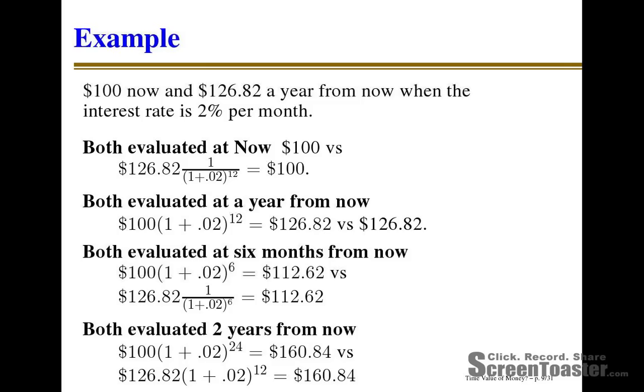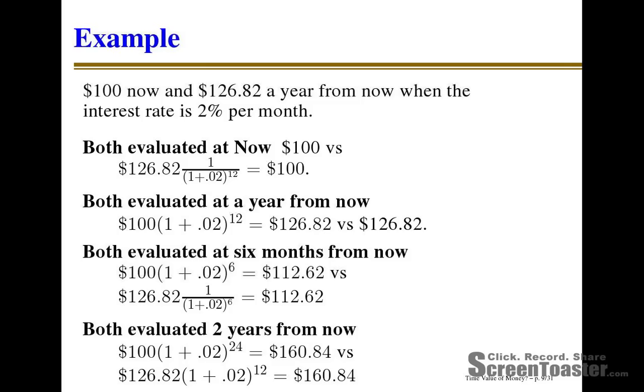Now, let's go ahead and start off with evaluating each one of these now. $100 now, evaluated now, is really easy because it's just $100. And if you don't believe me, just go ahead and take $100 and divide it by 1 plus 0.02 raised to the power of 0. That evaluates to a 1 in the denominator, and you should get the $100 back.